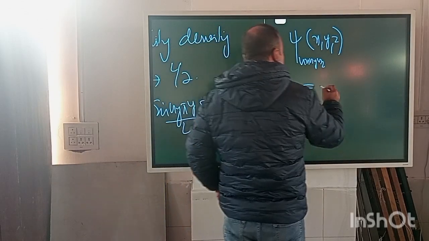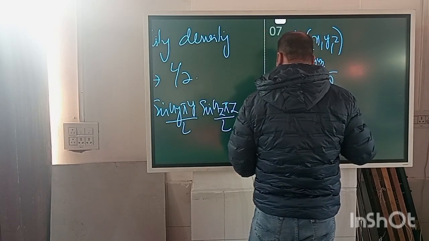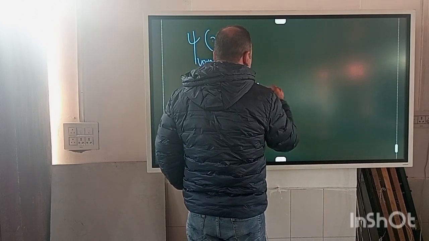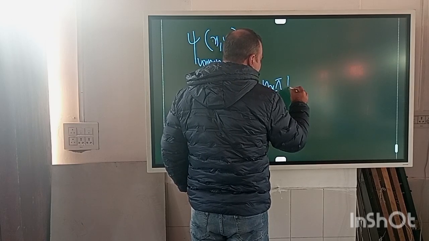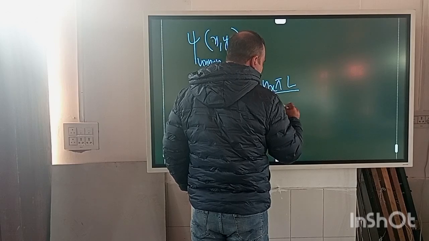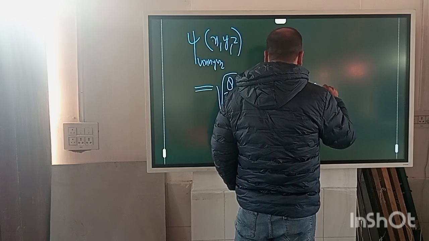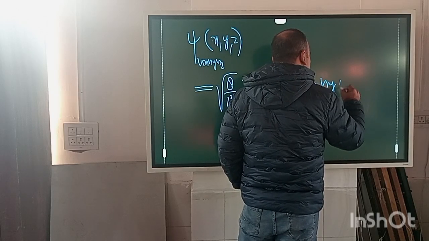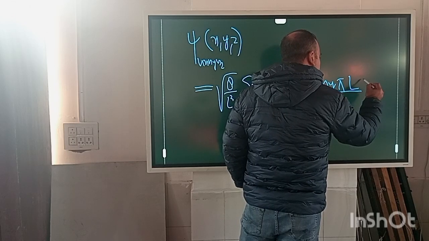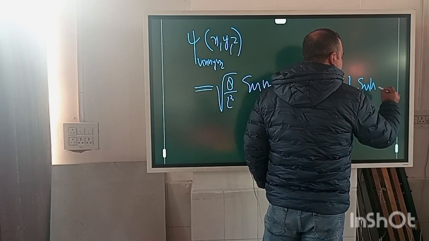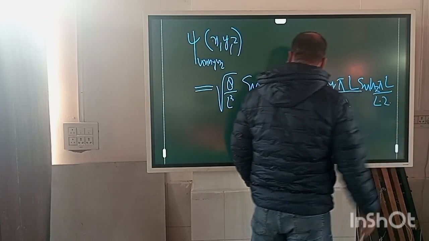So what will this psi be equal to? This will be under root of 8 by L cubed, and then you will have sine of nx pi, and instead of x, I will have L by 2, so this is L divided by L times 2. This will be one thing. The next thing will be sine of ny pi, and then L by L times 2, and then sine of nz pi L divided by L times 2.